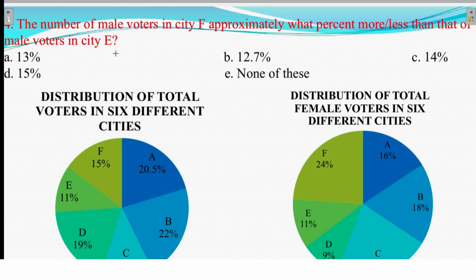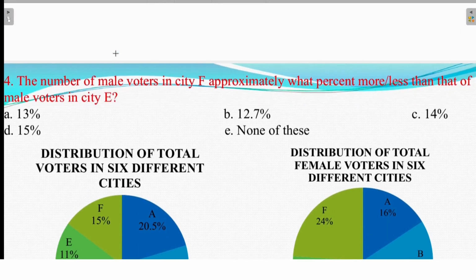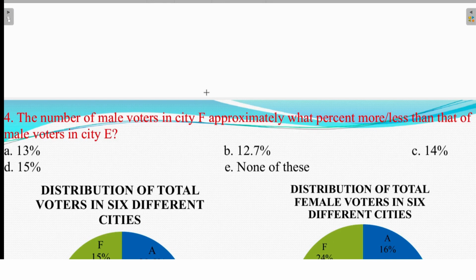Next question. The number of male voters in city F is approximately what percentage more or less than that of male voters in city E? Same thing. First, A is what percentage more or less than B? I first have to find male voters in city F, and then male voters in city E. We just solved male voters in city E, directly I can take 55. We don't need to calculate again. See, previous data is sometimes useful. So 55.